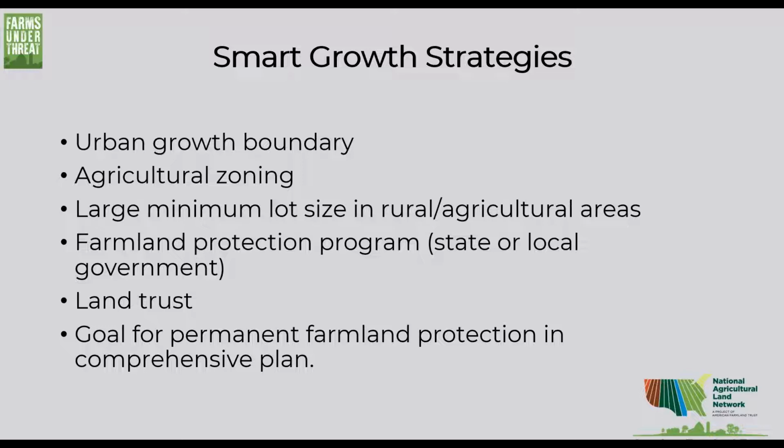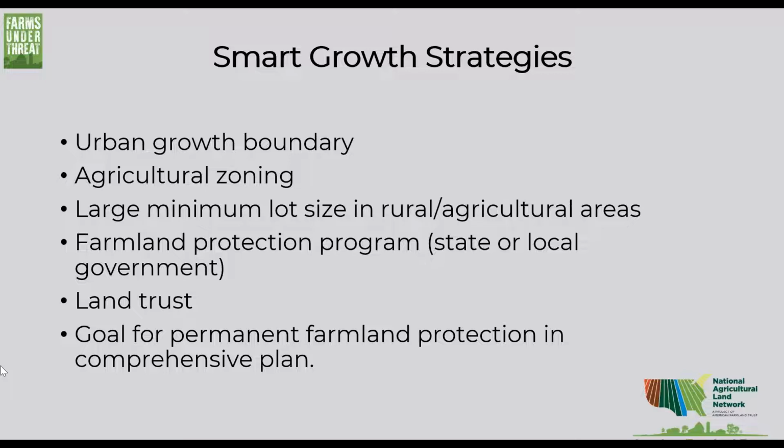All right, so some smart growth strategies. This is not prescriptive, but these are best practices that have been successful around the nation. Tools such as urban growth boundaries, agricultural zoning in your rural areas, large minimum lot sizes in rural agricultural areas. And this goes directly to the low density residential development that Chris was speaking about earlier, having a viable agricultural unit that is not just an estate lot.